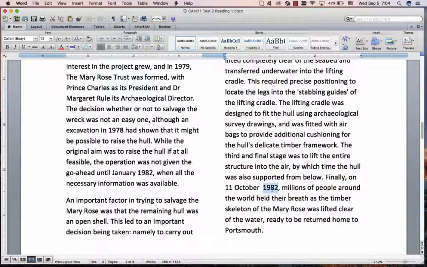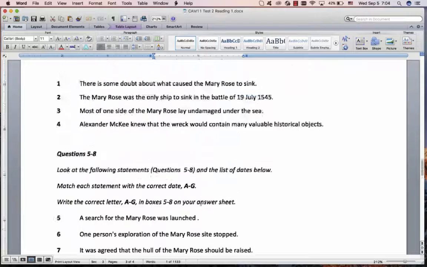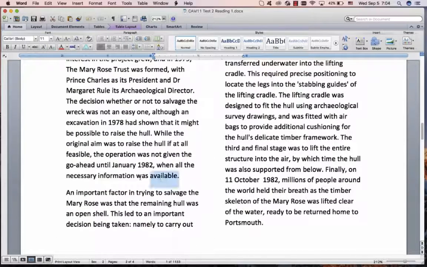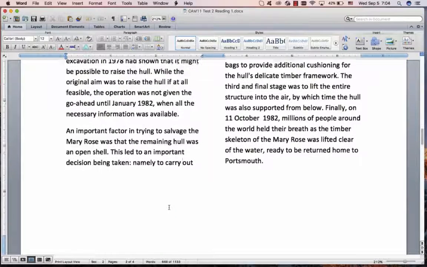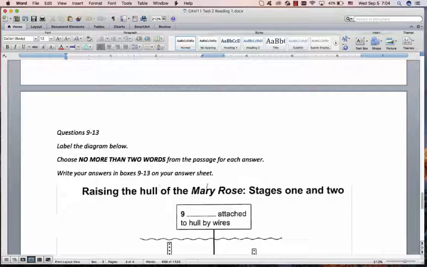I also see there's 1982 there, but there's also 1982 there. So maybe it's not this 1982 for this other question here. It's starting to look like it makes sense that this is where that previous question ends and this is where the diagram begins. But then the last and most important thing is that you're going to scan for raising, hull.